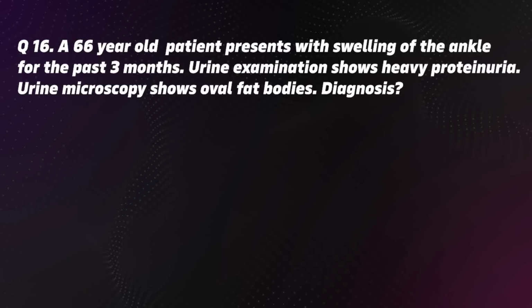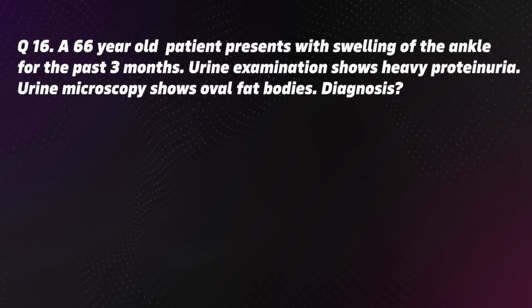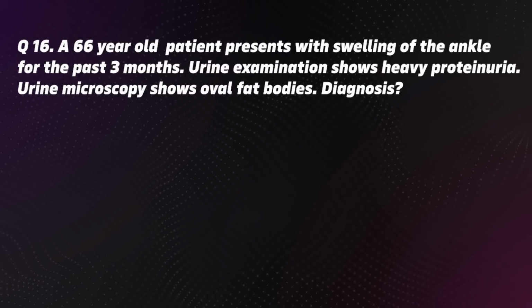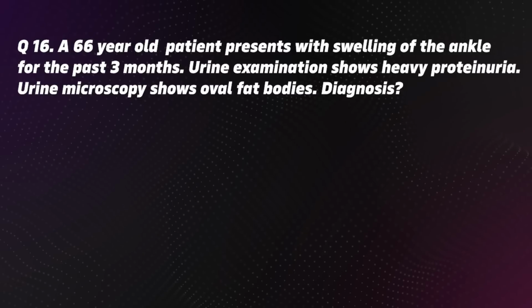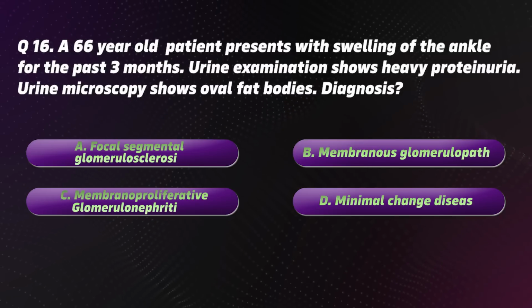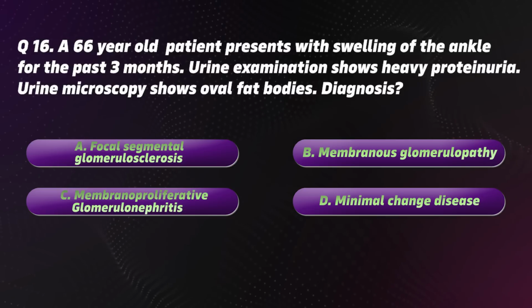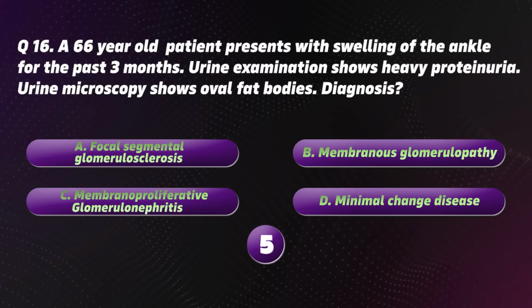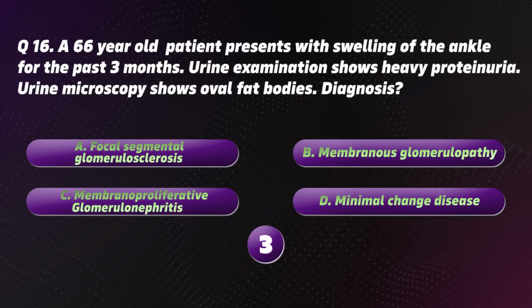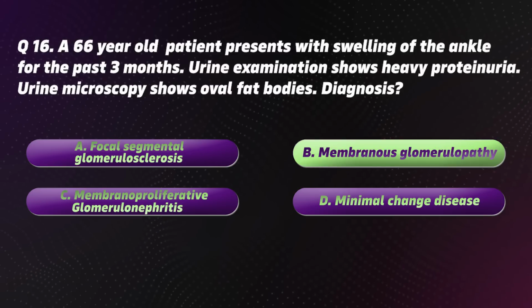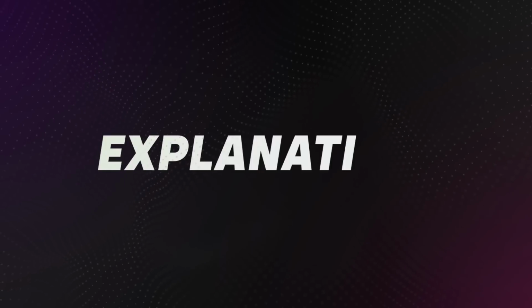Question 16. A 66-year-old patient presents with swelling of the ankle for the past 3 months. Urine examination shows heavy proteinuria. Urine microscopy shows oval fat bodies. Diagnosis. Here are the options. A. Focal segmental glomerulosclerosis. B. Membranous glomerulopathy. C. Membranoproliferative glomerulonephritis. D. Minimal change disease. And the correct option is B. Membranous glomerulopathy. Here is the explanation.